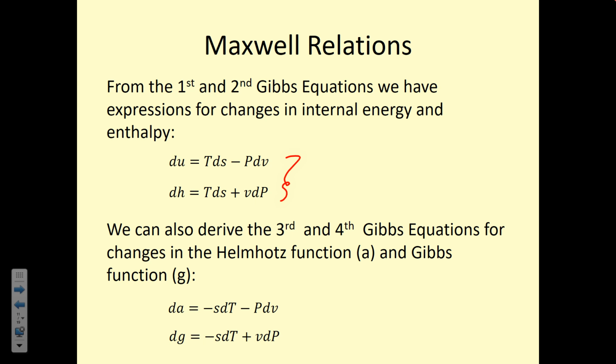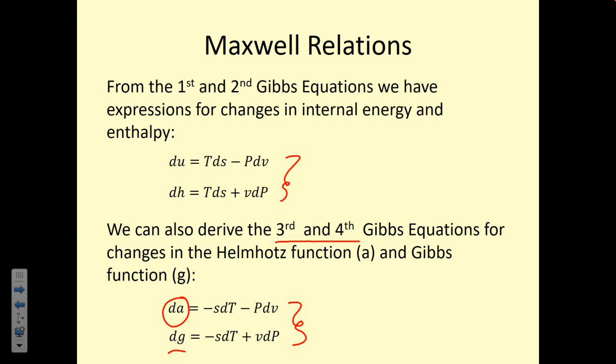Now we can also derive, and I'm not going to go through that derivation, it's in your book for lack of time, the third and fourth Gibbs equations, which talk about the change in the Helmholtz function, which is not an actual property, it's just something that comes up often when we're looking at some of these property relations, and the Gibbs function, same thing. So these again are based on changes in temperature, changes in specific volume, changes in pressure, and then some other known quantities or values.